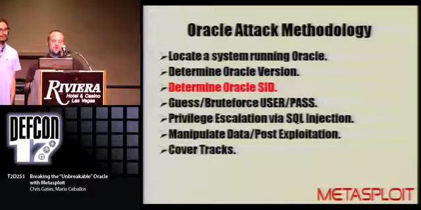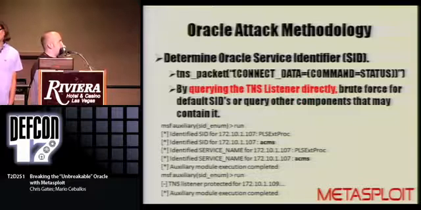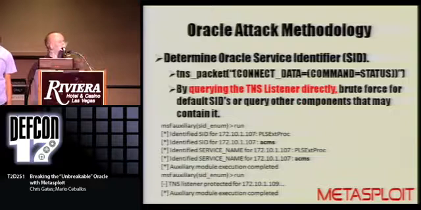So we've got a few modules that we built that actually help with that process. The first one is, with 9.2.0.8 and below, if you just send a status packet at it, it will actually give you the answer back. It will say, hey, my SID's ACMS, my service name is ACMS, and I've got all this other stuff running. After that, you'll get a listener protected. So the little code at the bottom there is showing that it was against an Oracle 10 box, and it's not going to give you anything.